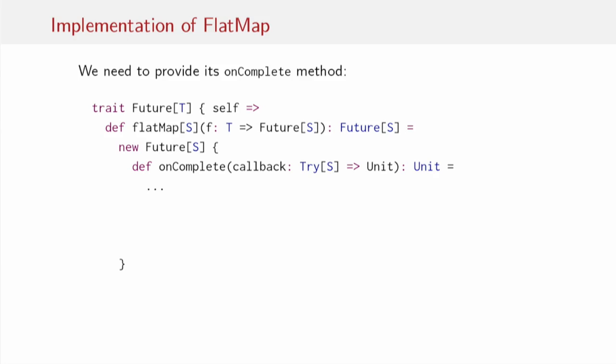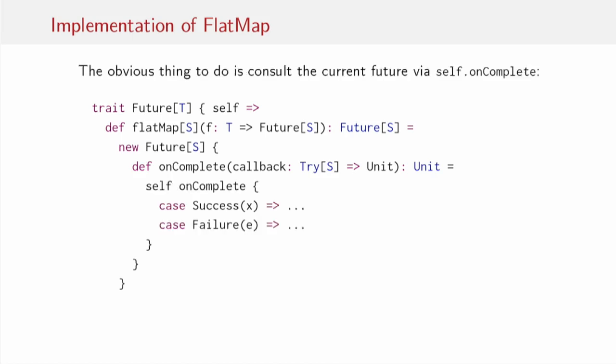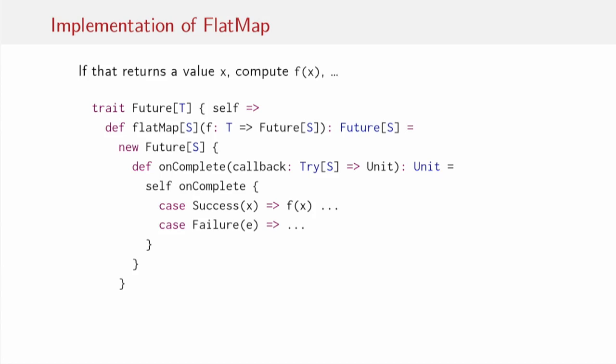Well, what can we do when we're in the future? The only thing we can do really is to call onComplete on ourselves. So let's do that. The onComplete method here now has an implementation where we say self, that means the current future, onComplete, and here are the two cases. So we now need to fill in the success case and the failure case. What do we do in case of success? Well, in case of success we get a value x. So what can we do with x? The only thing we can actually do here with an x of type T is call f on it. That's really the only thing that's available to us. So that will give us a future of S.